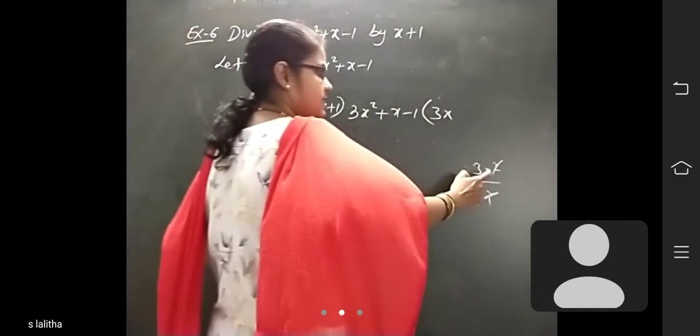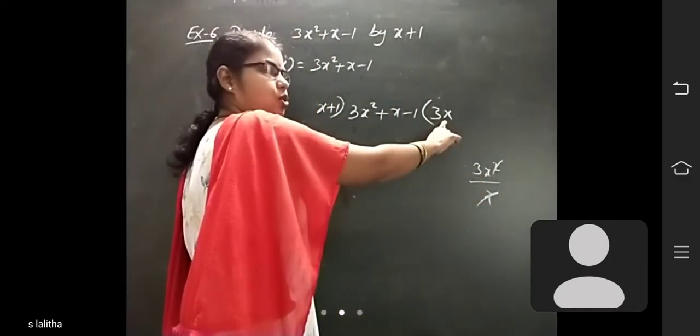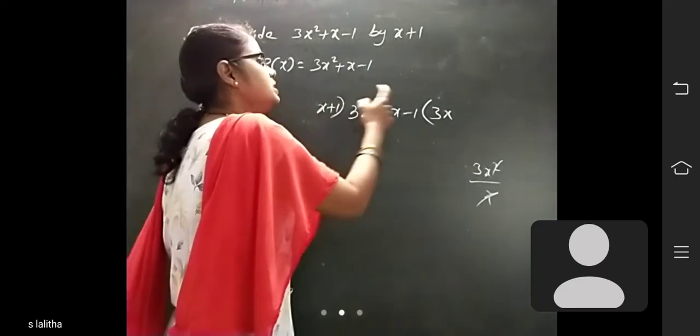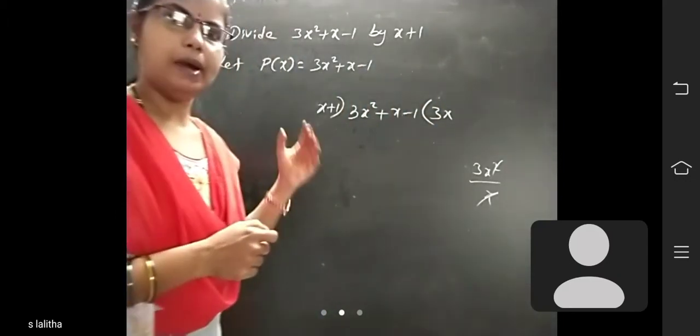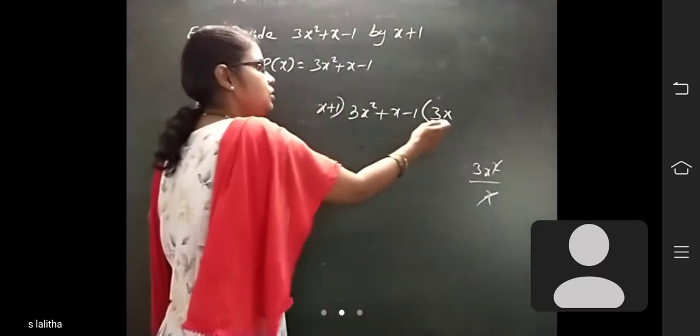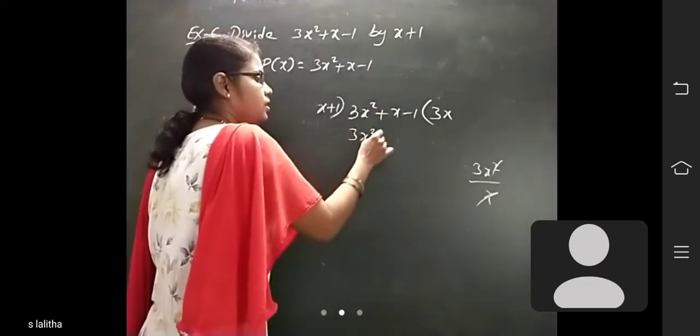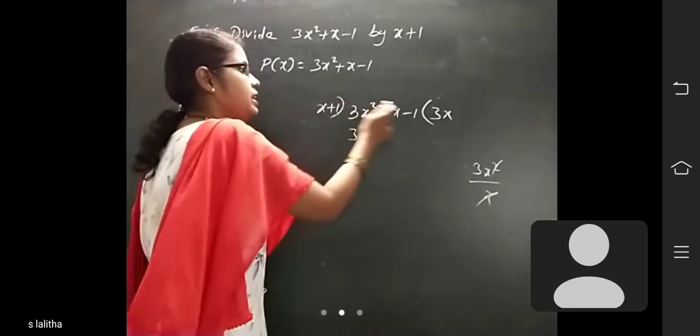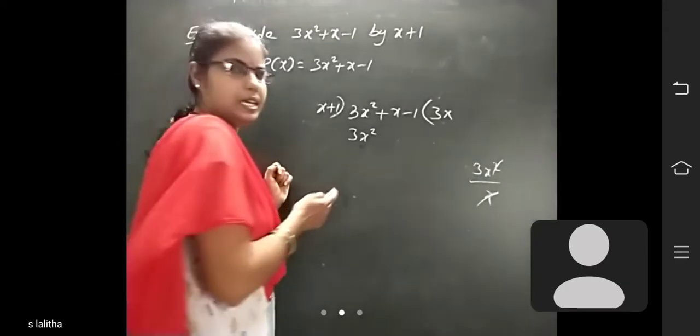Okay, here what is the answer? 3x we get now. So you have to write the quotient 3x. x plus 1 into 3x, you should multiply. So x into 3x, how much? 3x square. Next, 1 into 3x, how much? Plus 3x.